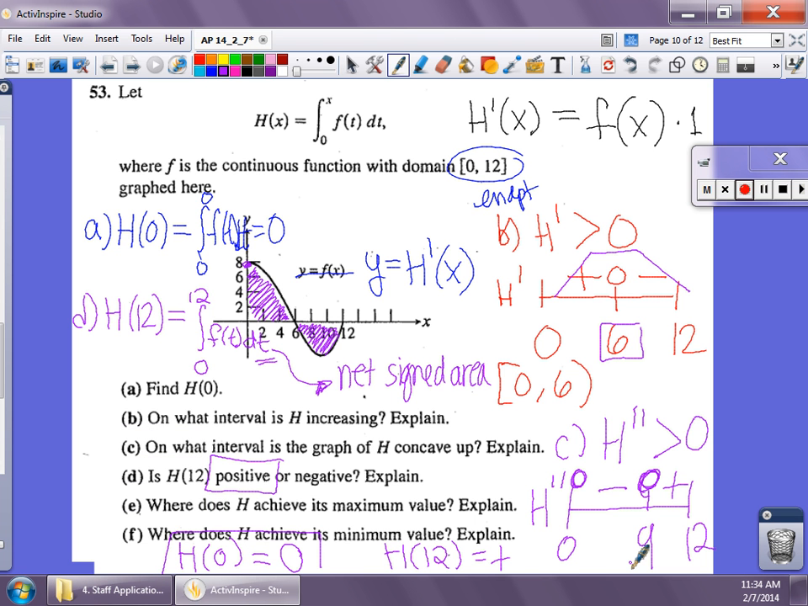So, kind of combining everything together, you can see that we're doing stuff from derivatives, integrals, second derivatives, all your definitions all mashed into one.